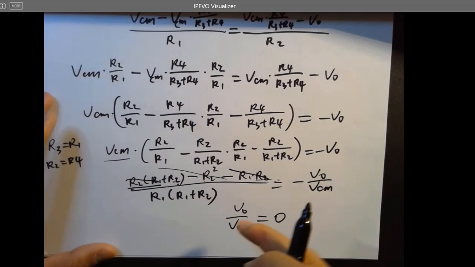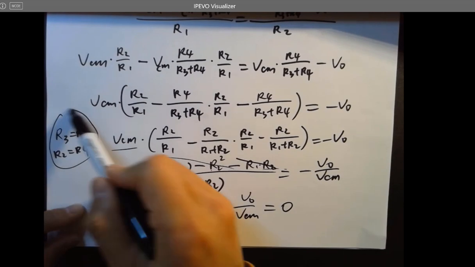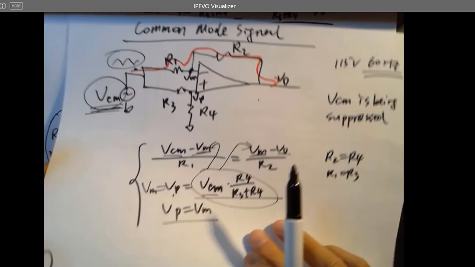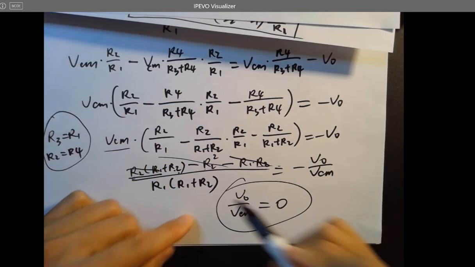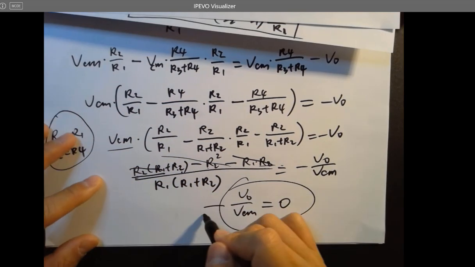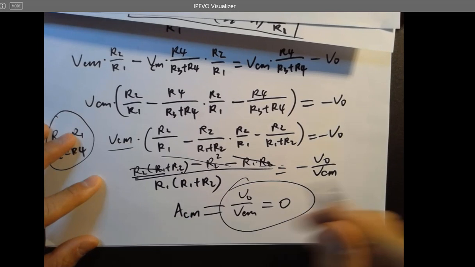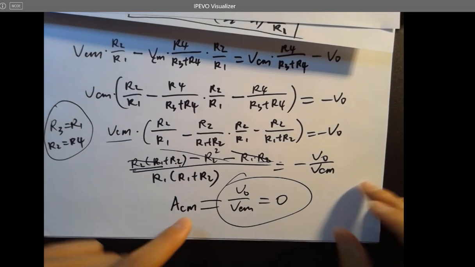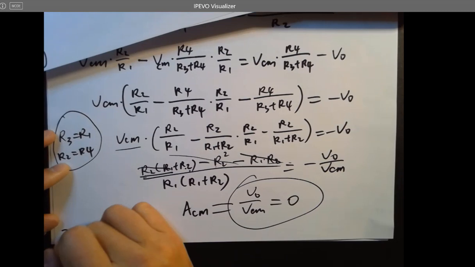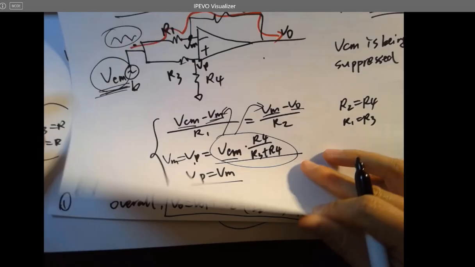So if you have this very symmetric circuit topology, the common mode gain will be close to 0. Okay, which is what we need. We don't want to amplify the noise.